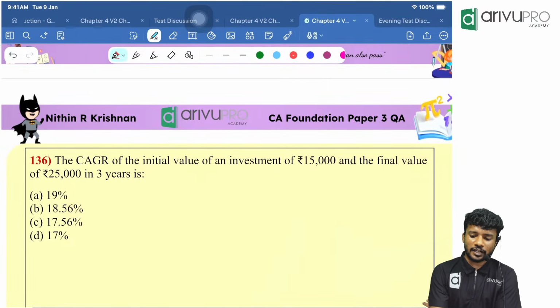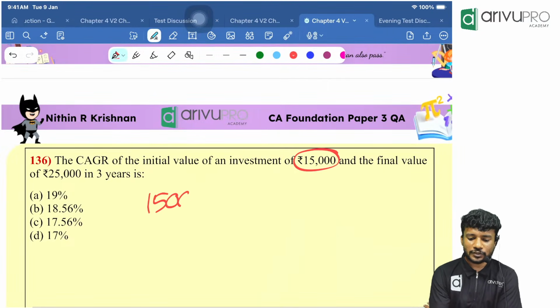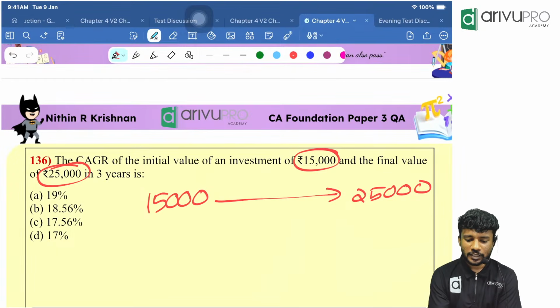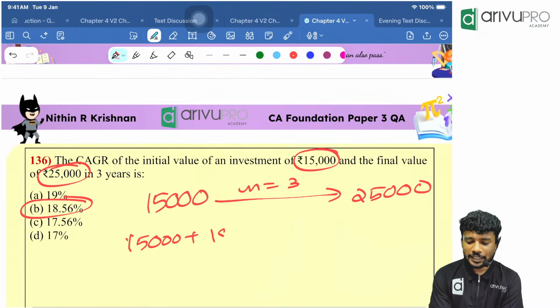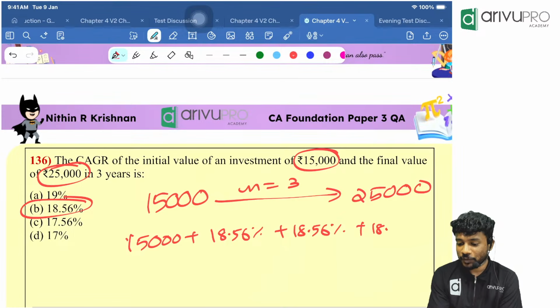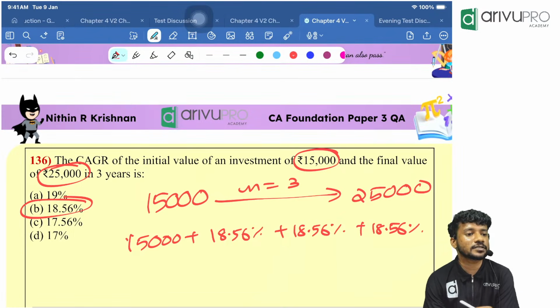The initial value of investment, 15,000, became, I think we already did the same question, 25,000 in how many years? n is equal to 3 years. Option here, people. Try option B. 15,000 plus 18.56 percent plus 18.56 percent plus 18.56 percent. How much is it?